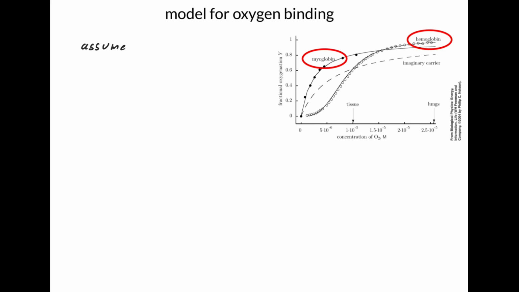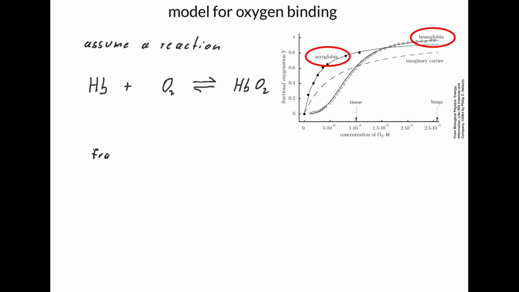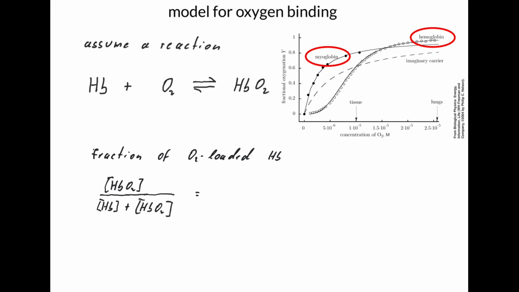So let's assume a chemical reaction. We have hemoglobin and there's oxygen, and oxygen can bind to hemoglobin. Now the fraction of bound oxygen to hemoglobin is equal to the concentration of the oxygenated hemoglobin divided by the concentration of hemoglobin plus the concentration of oxygenated hemoglobin. That equation we can rearrange, and we find that this is equal to 1 divided by 1 plus 1 divided by the equilibrium constant times the oxygen concentration. Reformulating that, this is equal to the oxygen concentration divided by the oxygen concentration plus 1 divided by K equilibrium.